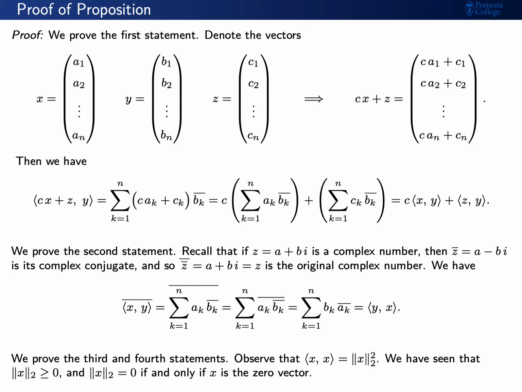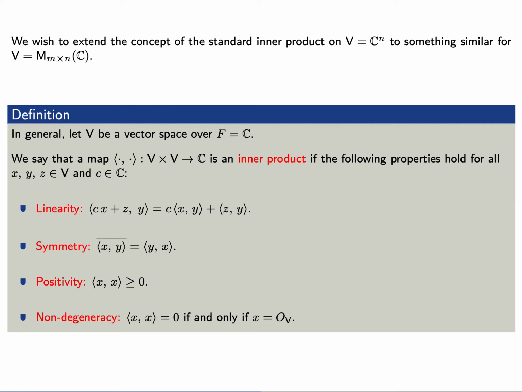We're going to use some of these concepts now to define more generally what we're calling inner products. We'd like to extend the concept of the standard inner product on our n-dimensional vectors to something for, say, m by n matrices. Here we'll write a general definition. Let's say that V is any vector space over the complex numbers.